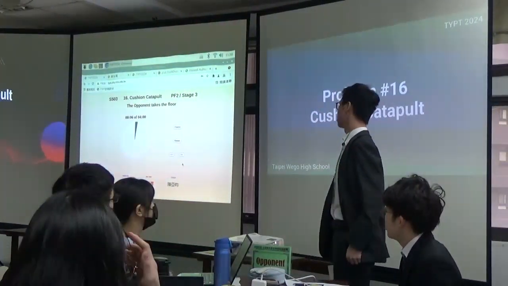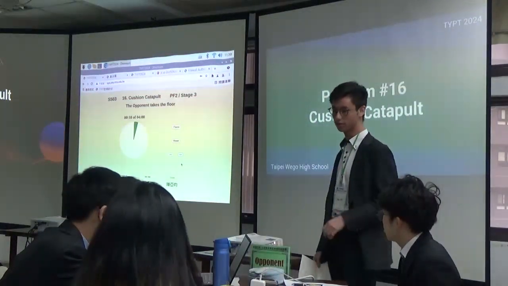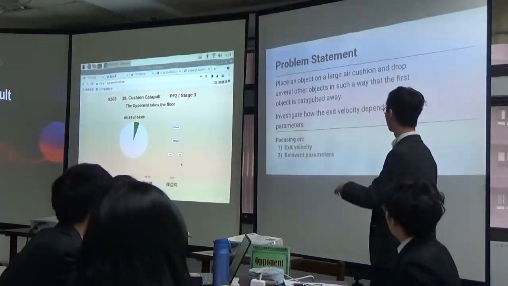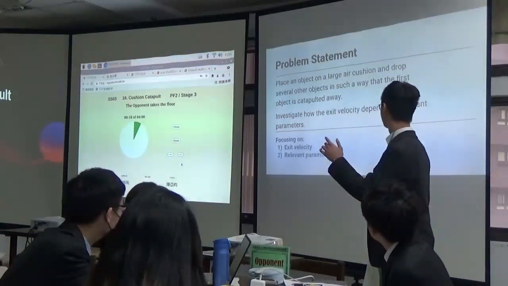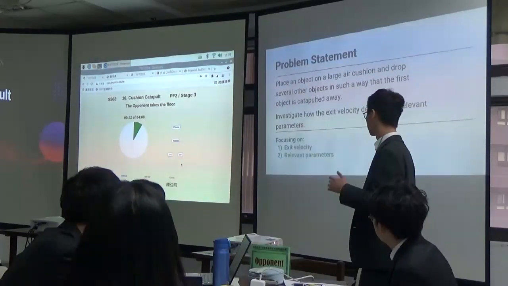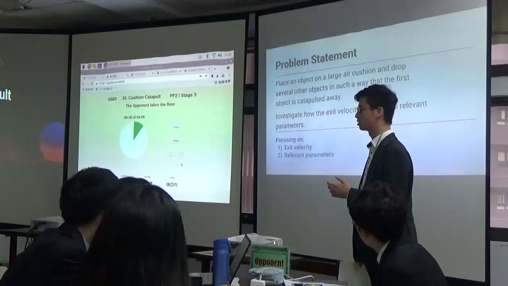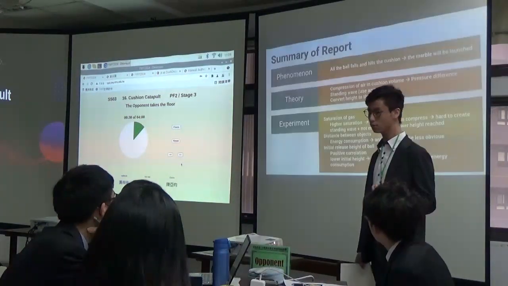Honorable judges and worthy opponents, this is my opposing of problem 16, cushion catapult. For the problem statement, you place an object on a large air cushion and drop several other objects in such a way that the first object is catapulted away. The reporter focused on analyzing the x velocity by using the height of the ball to derive the x velocity, and also examined relevant parameters.